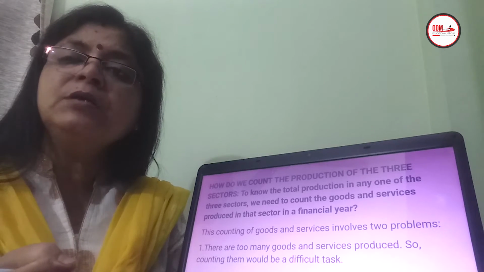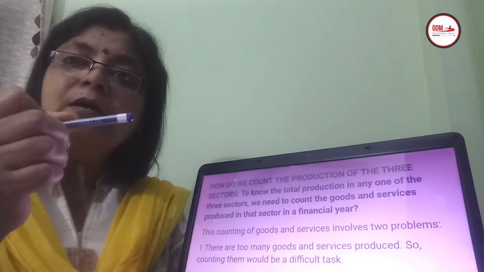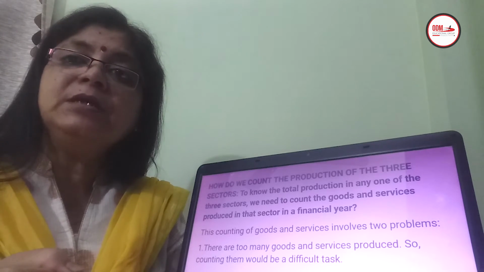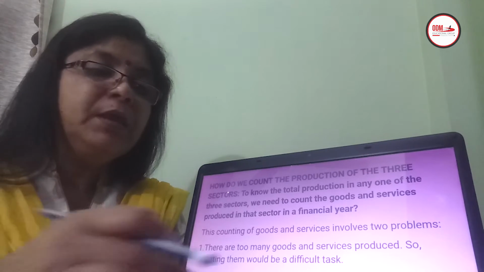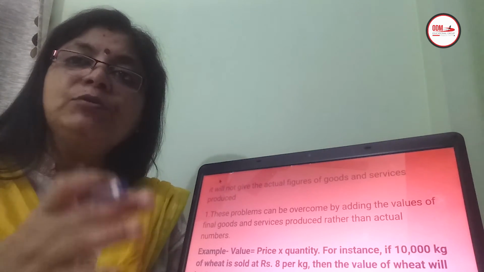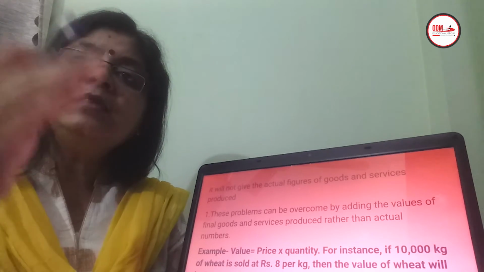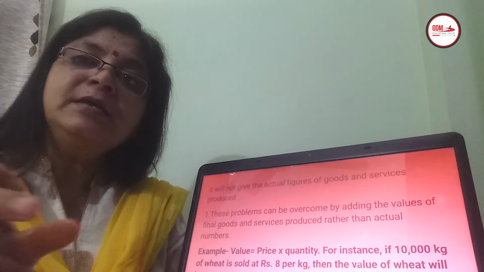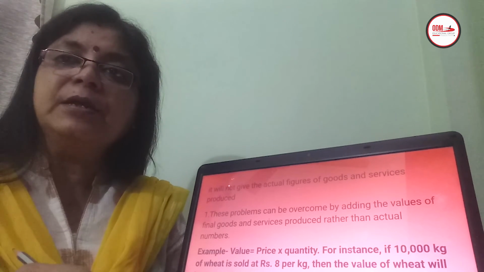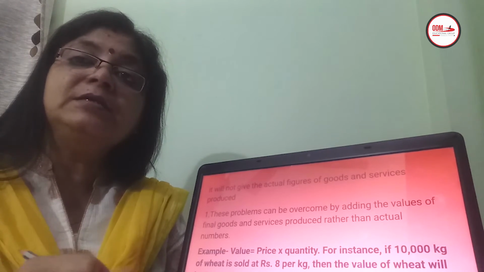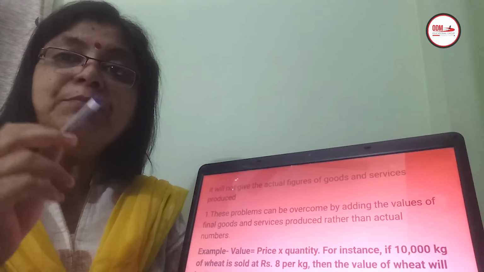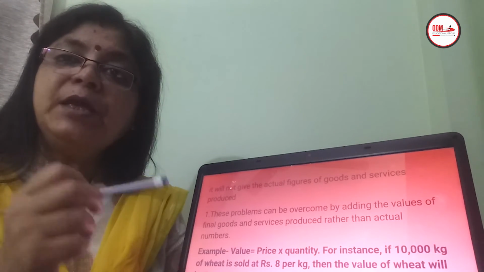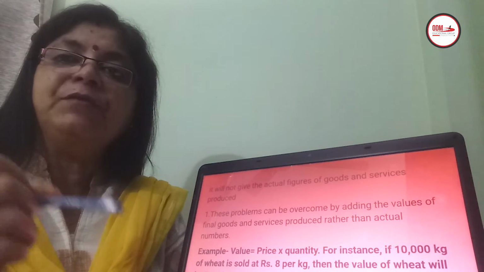So why do we count this? Because counting the goods from the two sectors and the services from the tertiary sector gives the GDP of the country. What is GDP? GDP is the gross domestic product. How do we get the GDP? We have to count the production separately from primary, then secondary, then tertiary, and then add all the productions in a particular year, that is the financial year. That gives the gross domestic product of the country. It gives a clear picture of the economic growth of the country. It is a mirror of how much the country is developing economically. So GDP is the most important factor giving the picture of the country's financial development.